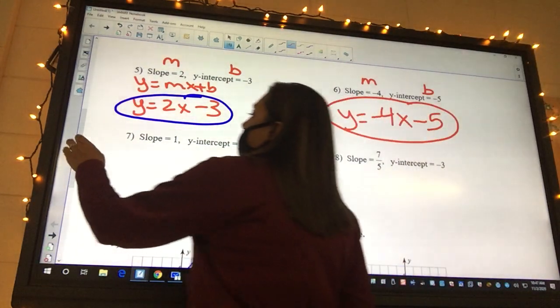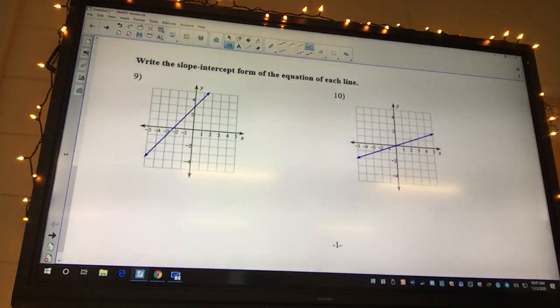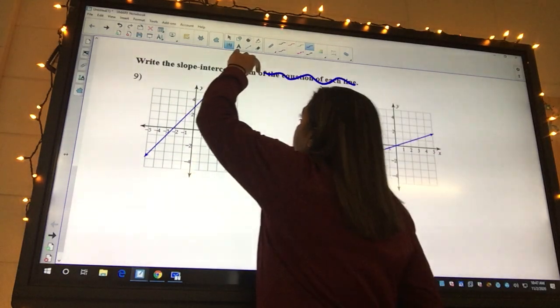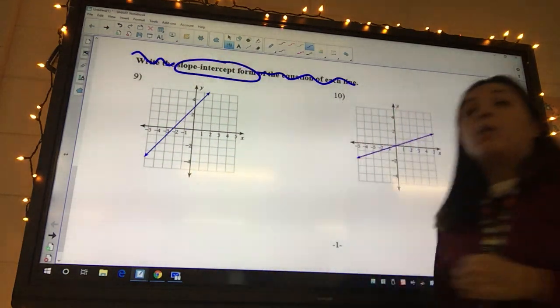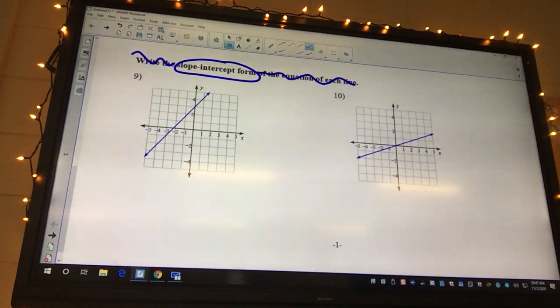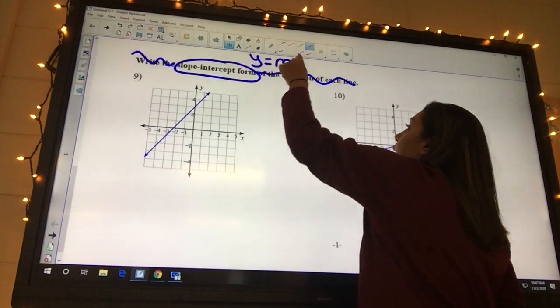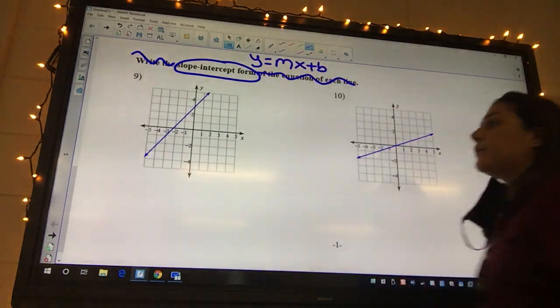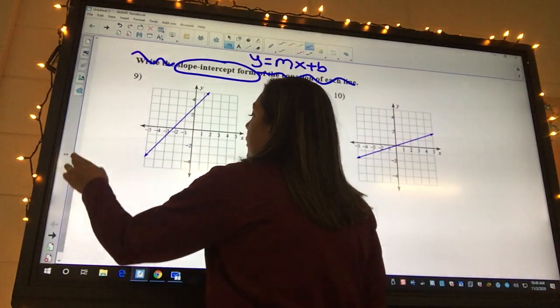Okay, scroll down a little bit. It says, write the slope-intercept form of the equation of each line. All this is garbage. They want the slope-intercept form. What's the formula? Y equals mx plus b. You need a couple other notes in order to do these, and we're just going to write them down first, and then hopefully they make a little bit more sense.